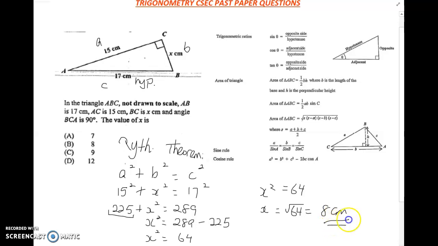Now again, remember all the topics we do, all these questions repeat over and over and over again. So just keep on reviewing them, keep on trying them. So now we're going to the next question.